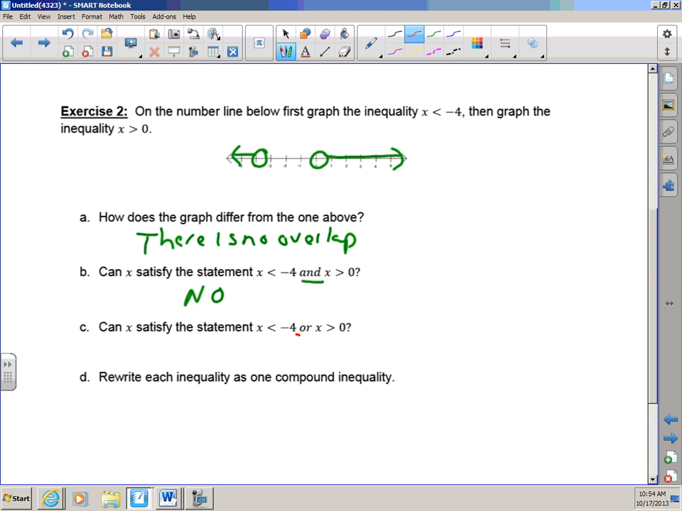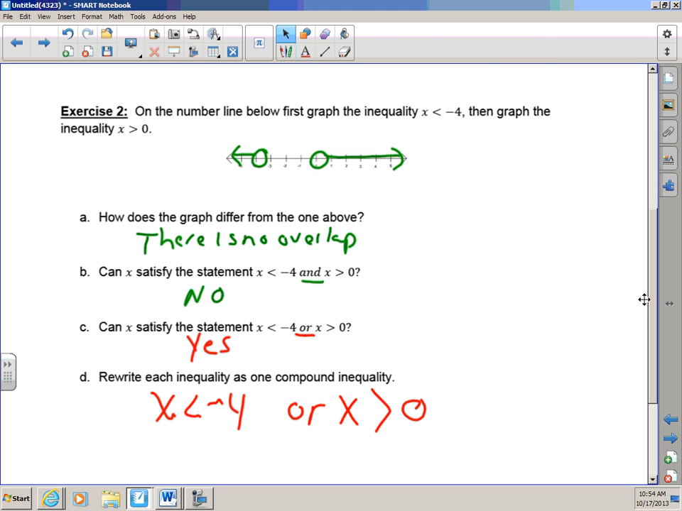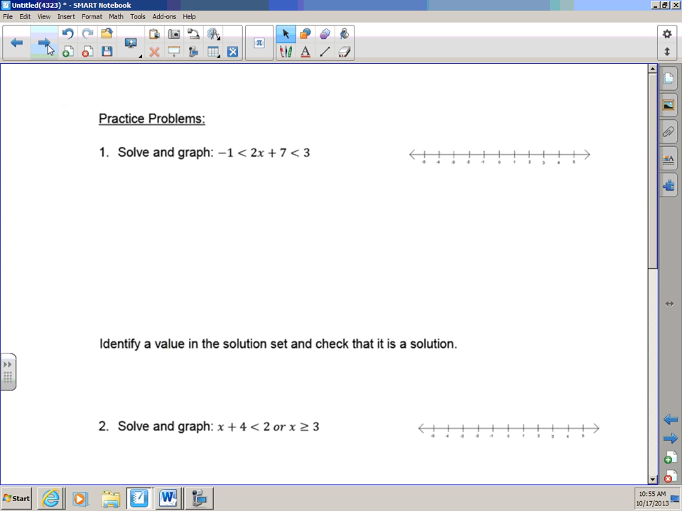But can it satisfy an or statement? Yes. Now, rewriting it, unfortunately, there's no shortcut. I have to write x is less than negative 4 or x is greater than 0. And if I chose any number in either this area or this area, it will make one of the two statements true. So now let's extrapolate this to practice problems.